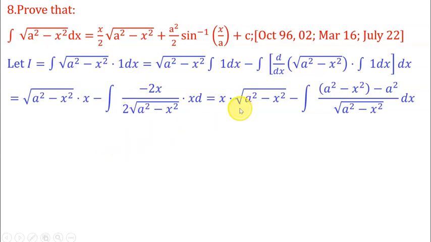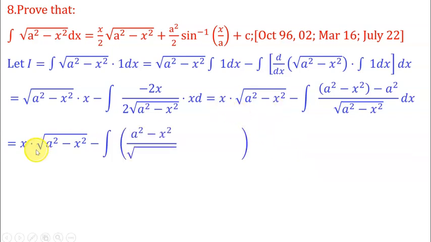Again arrange this numerator in the form of the denominator: the minus integral of a square minus x square minus x square. Then split this up. You will get I repeated there. Write the first term as it is, minus integral of, in bracket, a square minus x square upon root of a square minus x square minus a square upon root of a square minus x square, bracket complete, into dx.